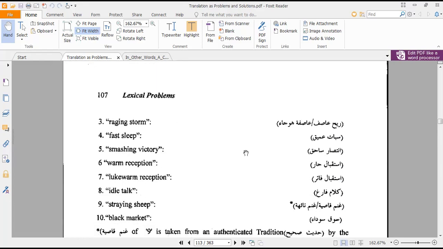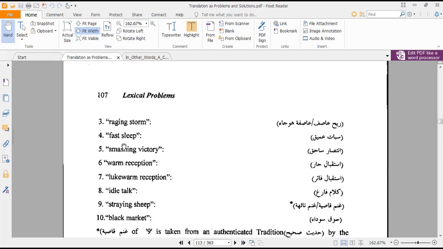Fast sleep سبات عميق. طيب لو أنا إجيت fast sleep ما بحكي نوم سريع، بحكي سبات عميق. وبالتالي the literal rendition of fast is سريع, while here it is عميق. Sleep نوم. وبالتالي أنا هنا ترجمت لسبات عميق، هنا استخدمنا dynamic equivalence strategy.